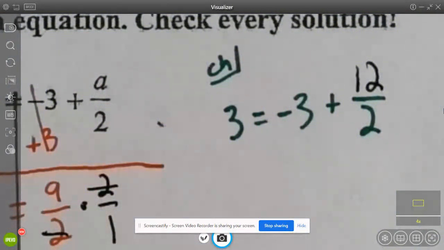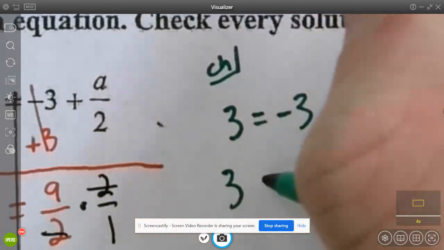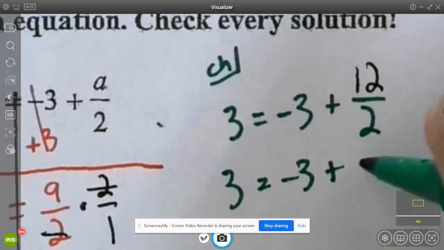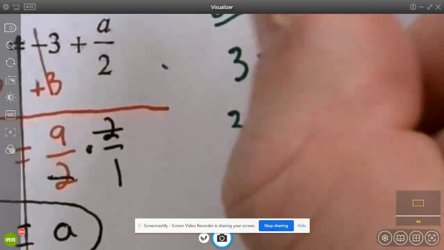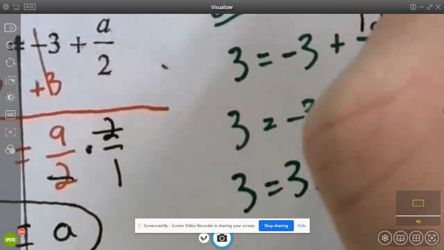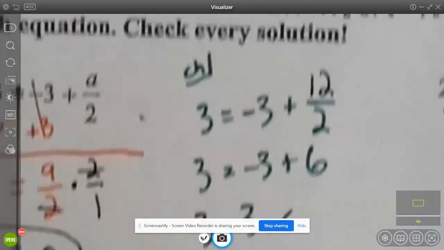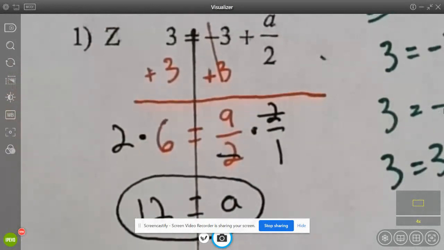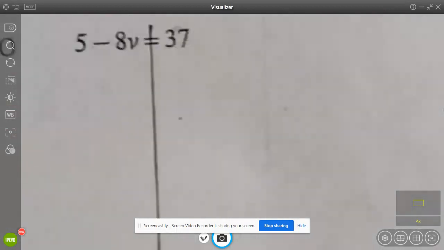And now, let's see, does it equal 3 on both sides? So 3 is going to be here, equals negative 3 plus 12 divided by 2 is 6. And you guys can see that 3 equals negative 3 plus 6. It's going to be 3 equals 3. That's our check. Every single one you guys need a check. I'm going to kind of scroll this back a little bit so you guys can see. Every single one needs a check, and every single problem needs to be solved step by step. Very good. Let's go on to number 2.